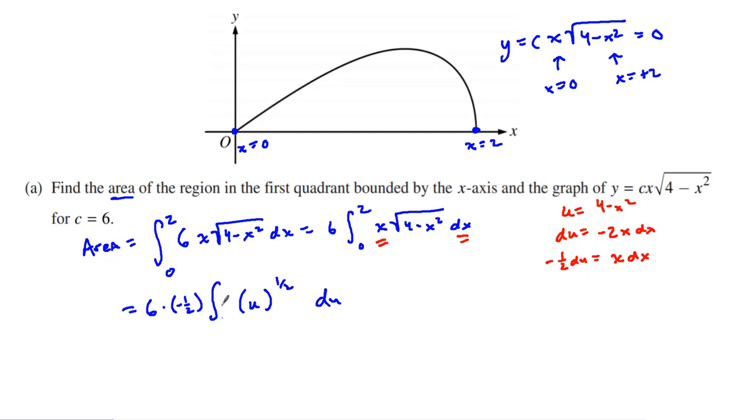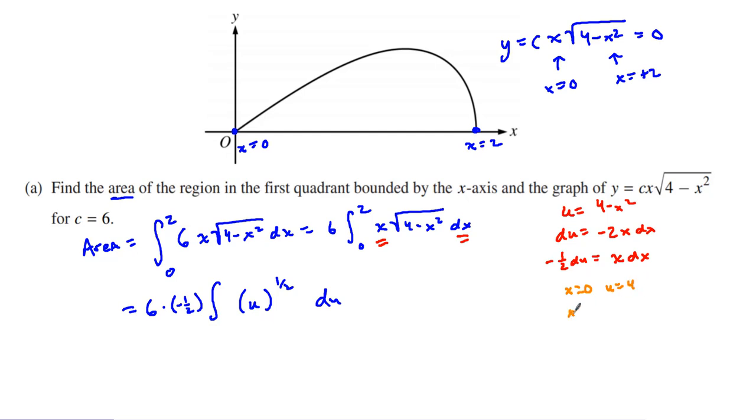One last thing is I have to change my bounds. Always think about it. You have to change your bounds when you do u substitution. So we plug 0 in for x, 4 minus 0. So when x is equal to 0, u is equal to 4.